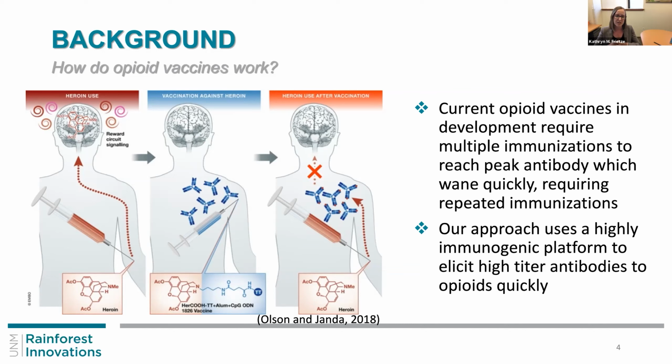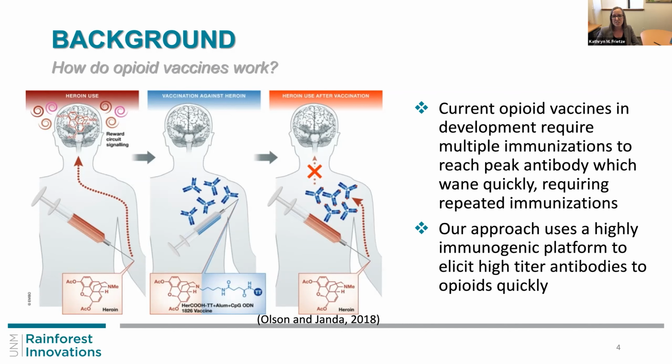This has actually been proposed as a potential treatment for opioid use disorder and also potentially for opioid overdose. Currently, opioid vaccines that are in development require multiple immunizations to be able to reach the peak titers necessary to protect against the opioid drug. And even when these opioid vaccine strategies do elicit antibodies that can work, these antibodies quickly wane in the body. And so it requires repeated immunizations to be able to reach enough antibody to protect somebody.